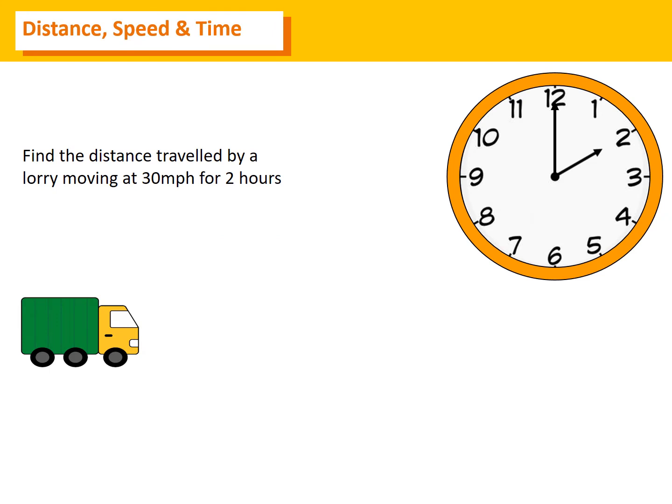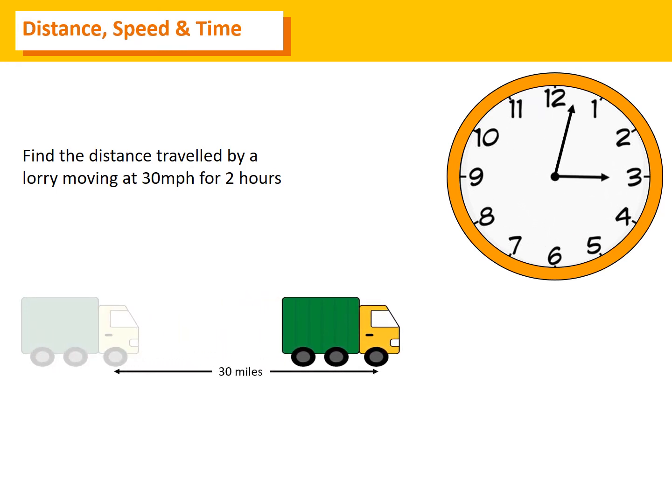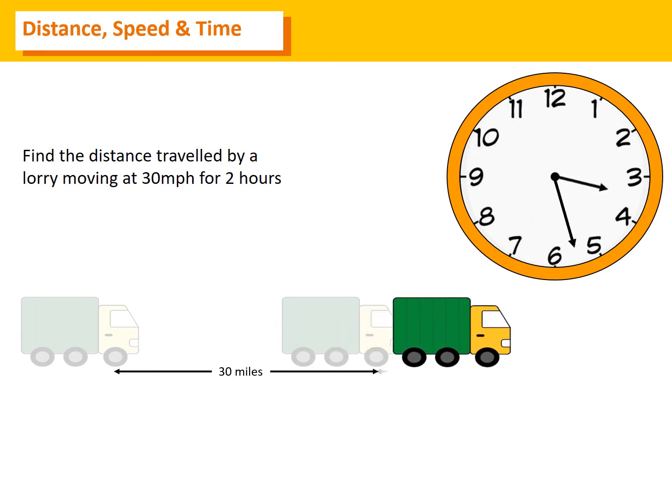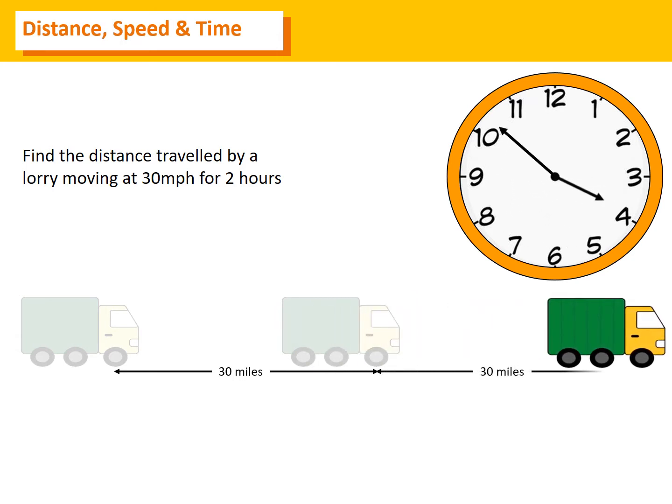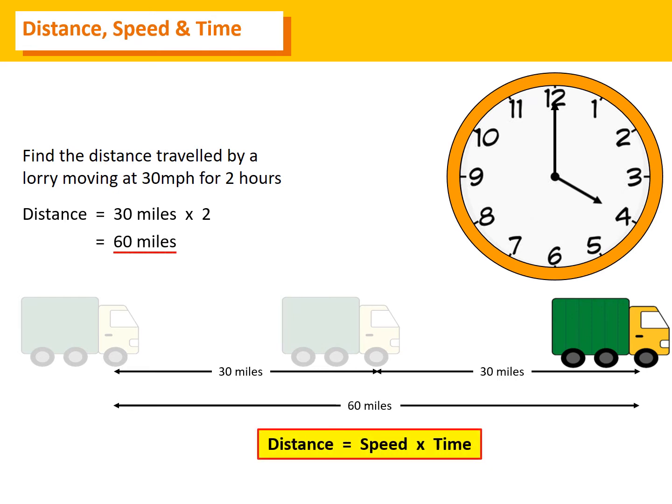A lorry's travelling at 30 miles an hour for 2 hours. So in its first hour, it will travel 30 miles. In the second hour, it will travel 30 miles. Altogether, that's 60 miles. Two lots of 30 miles, 60 miles. And in this example, we are using the distance travelled equals the speed times time.